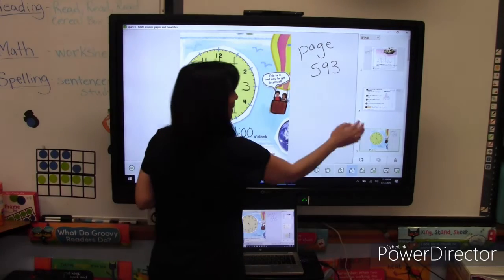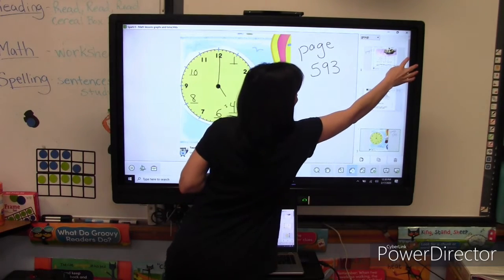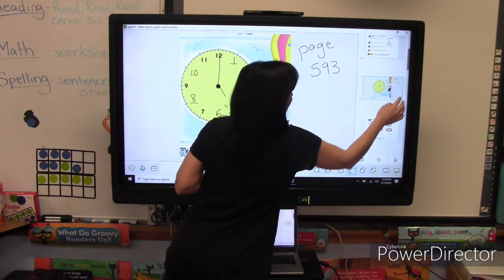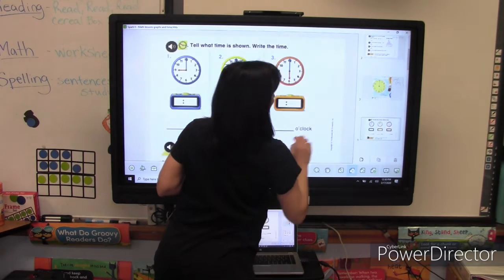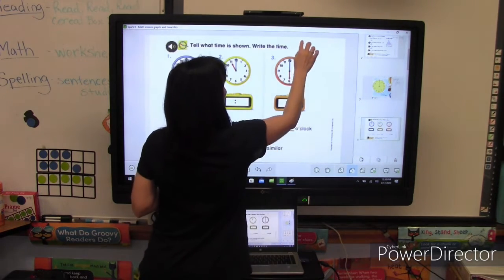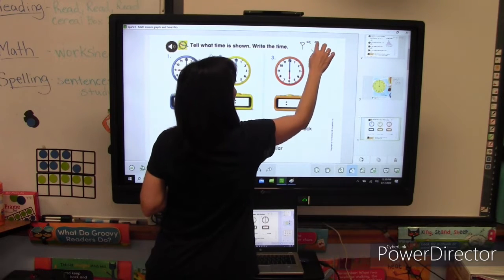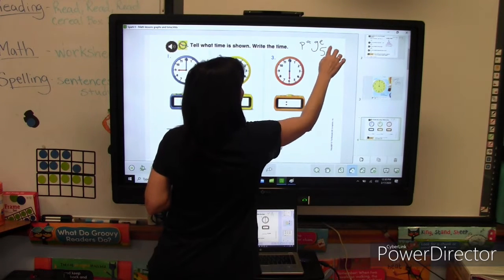We're going to turn to the next page, which is 594. I'm just going to write that at the top in case you forget. 594.